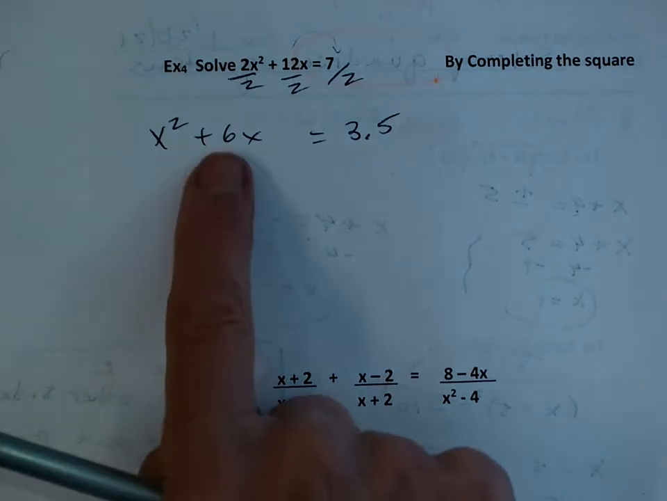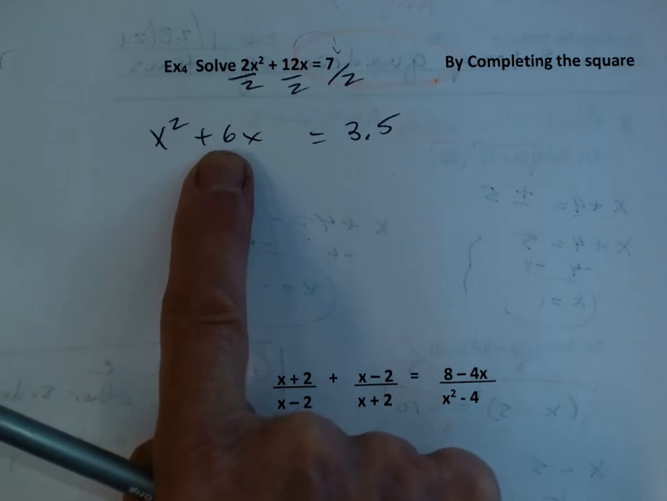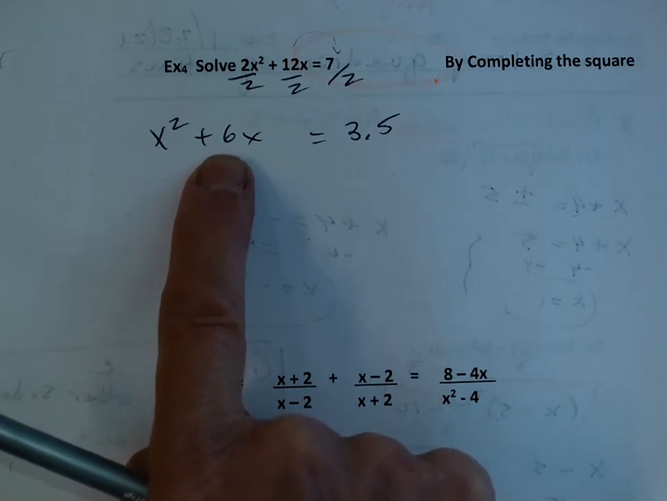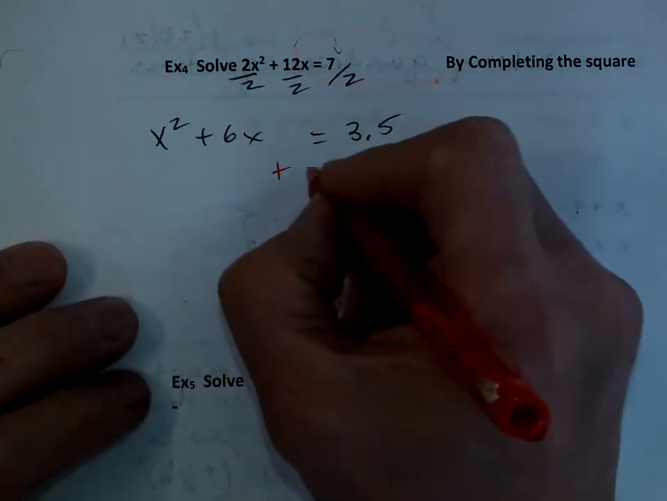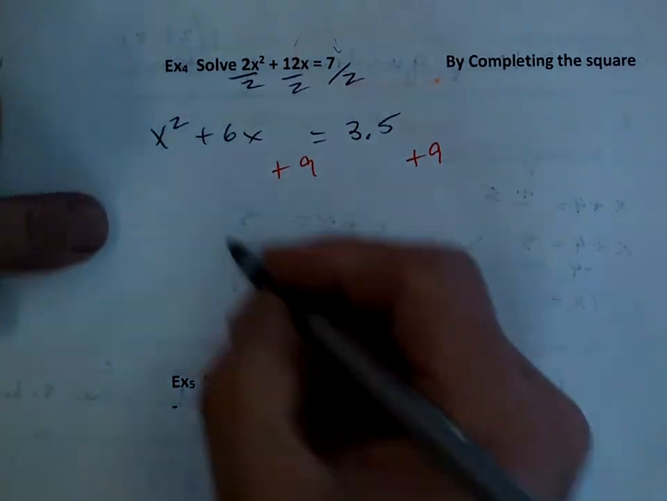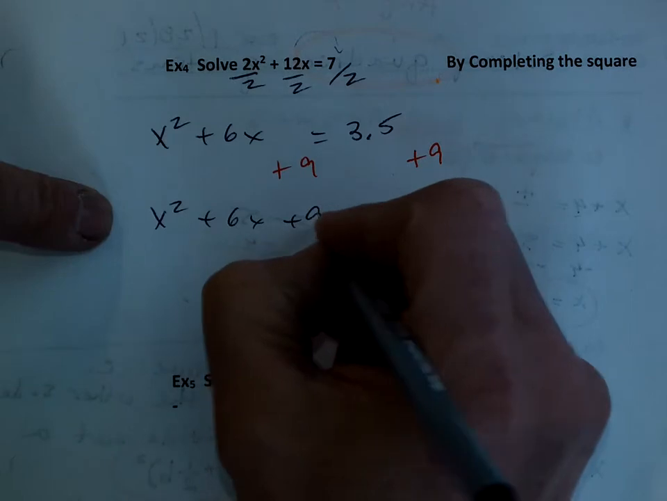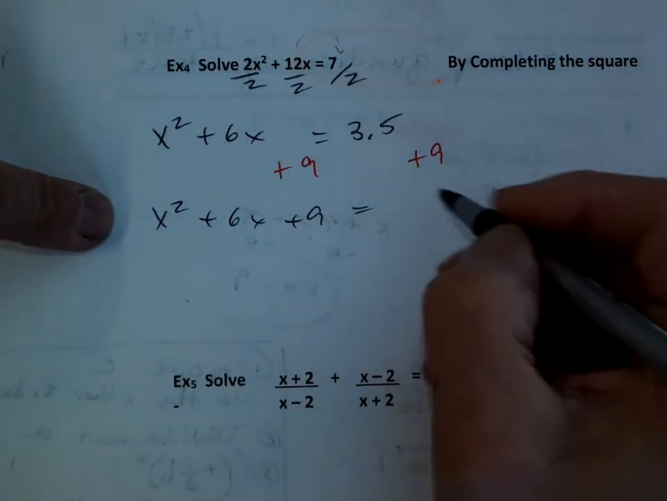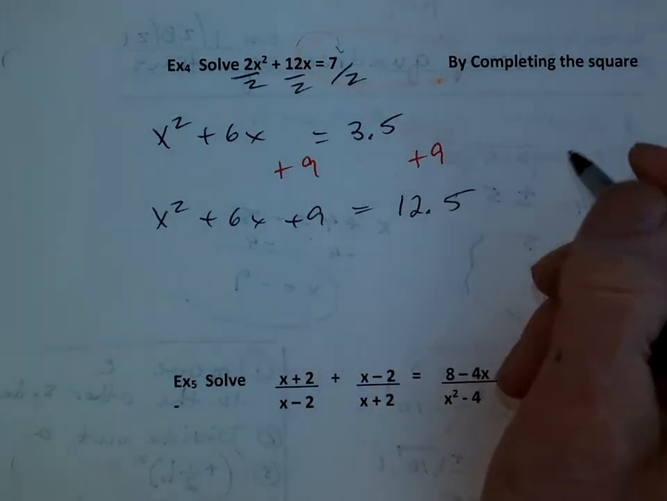Okay, so what's half of that number? 3 squared is? It's that easy. One more time. Half of that number? 3 squared is? So we're just going to add 9 to both sides. So I'm going to get x squared plus 6x plus 9 equals, oh, it's 12.5. Okay?